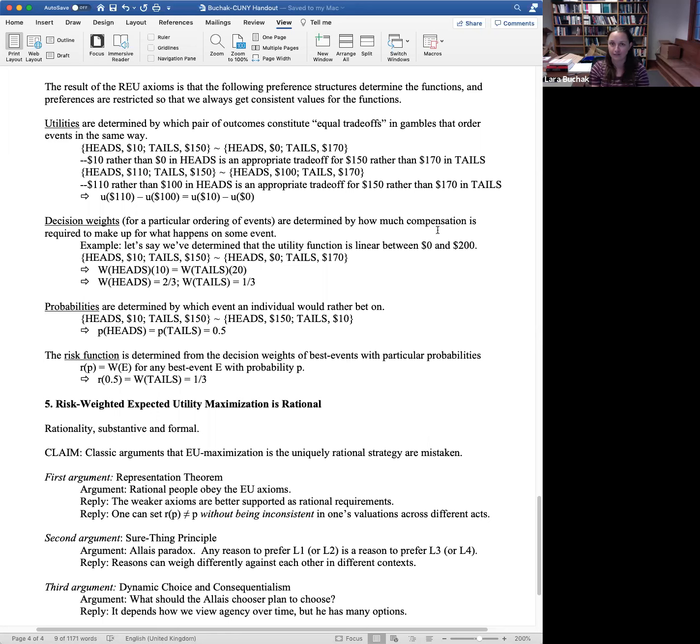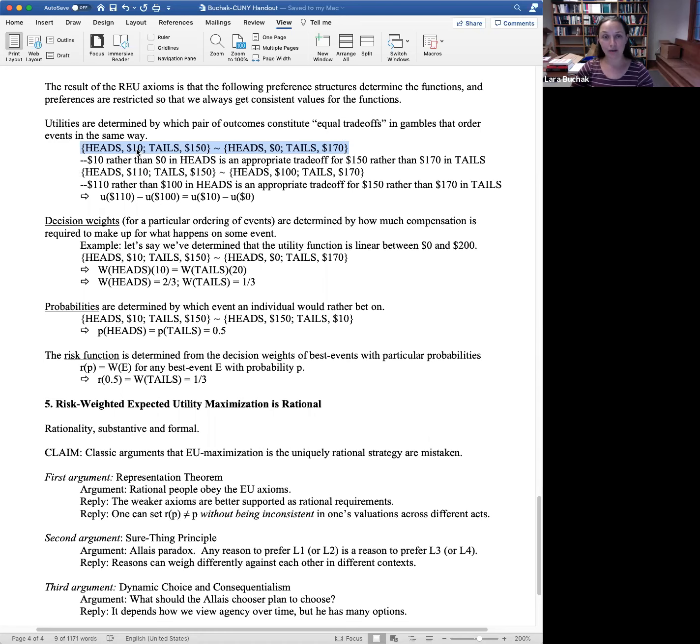And you're going to hopefully see that utilities really do represent consequences, probabilities really do represent beliefs, and decision weights really do represent how much you care about best states versus worst states. Okay, so let's say, for example, these are all coin flips, you'd rather have a coin flip between $10 and 150 than between 0 and 170. These numbers are just for illustration.